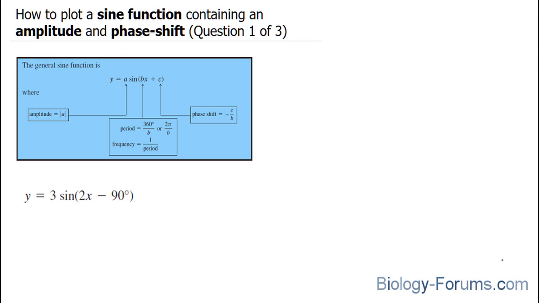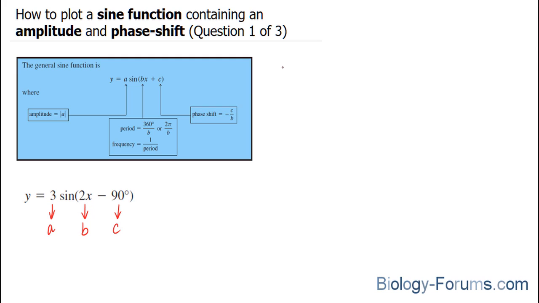The first thing that you have to do when it comes to graphing a trigonometric function is to be able to locate your a, b, and c value. Your a value is always the first number that is connected to the trigonometric function, your leading coefficient. Your b value is the number that is connected to the variable. And your c value, which will help you determine your phase shift, is right here.